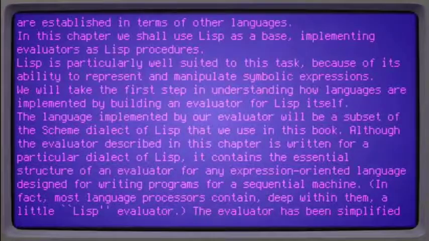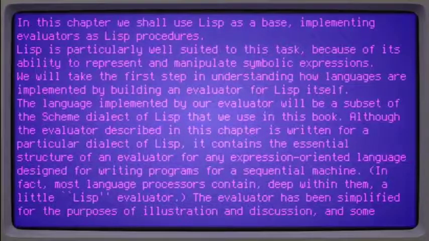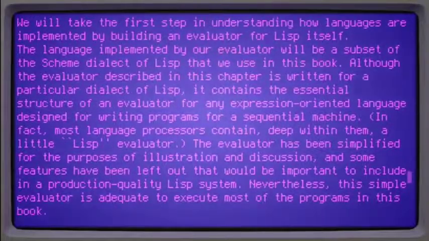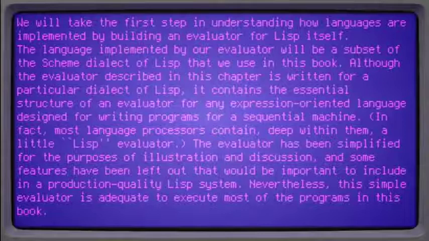We now embark on a tour of the technology by which languages are established in terms of other languages. In this chapter we shall use Lisp as a base, implementing evaluators as Lisp procedures. Lisp is particularly well suited to this task, because of its ability to represent and manipulate symbolic expressions. We will take the first step in understanding how languages are implemented, by building an evaluator for Lisp itself.